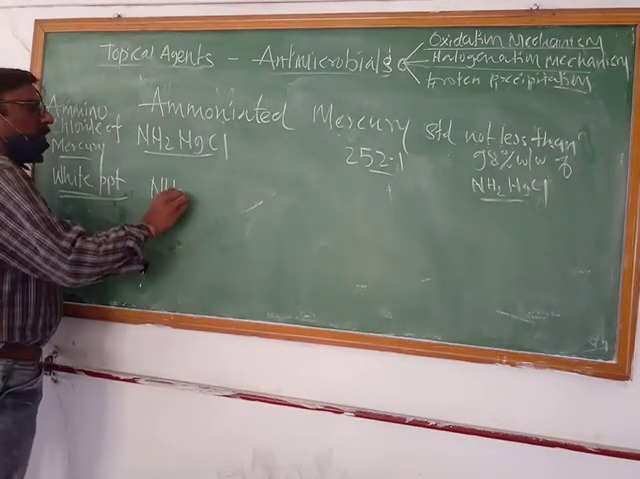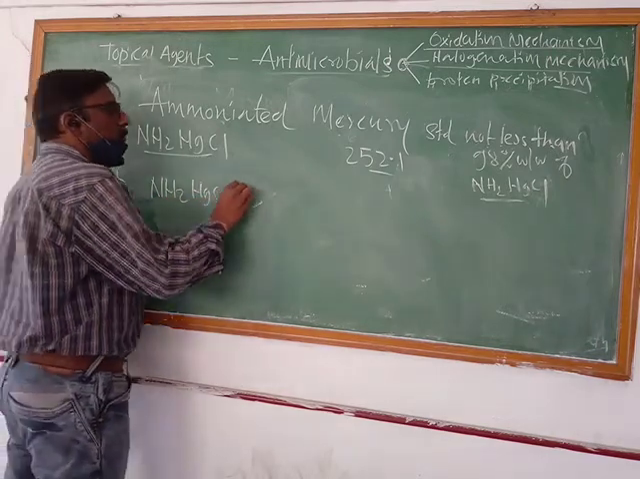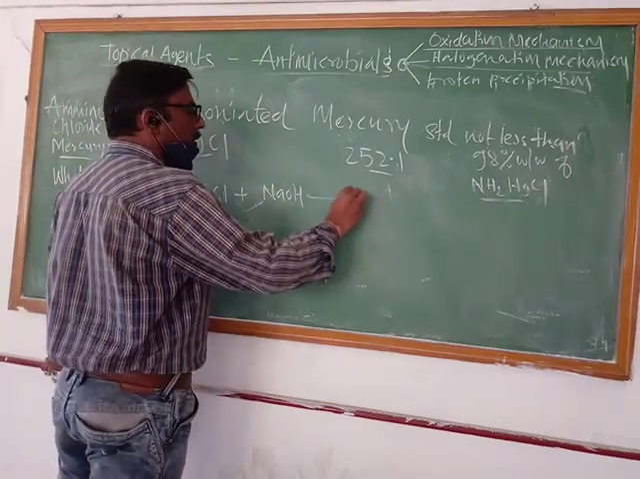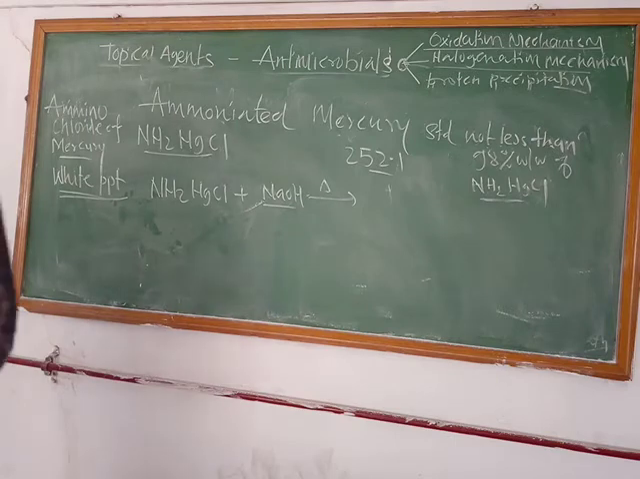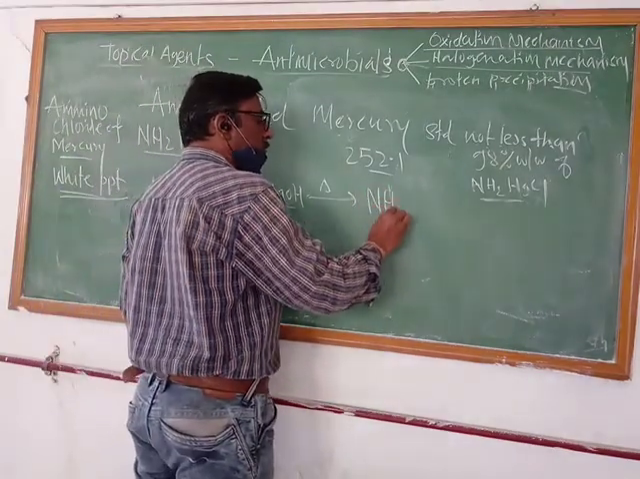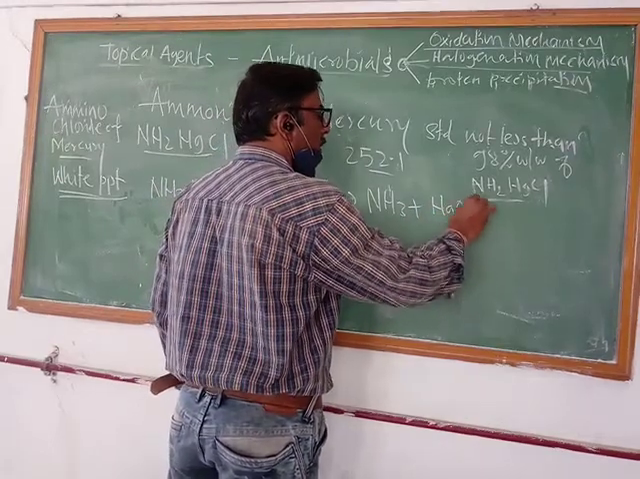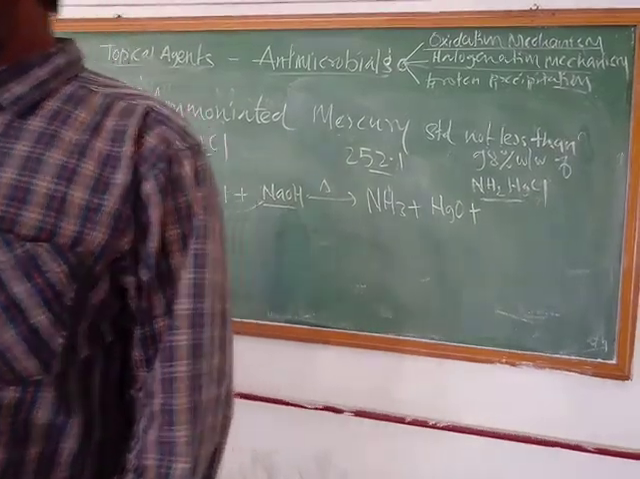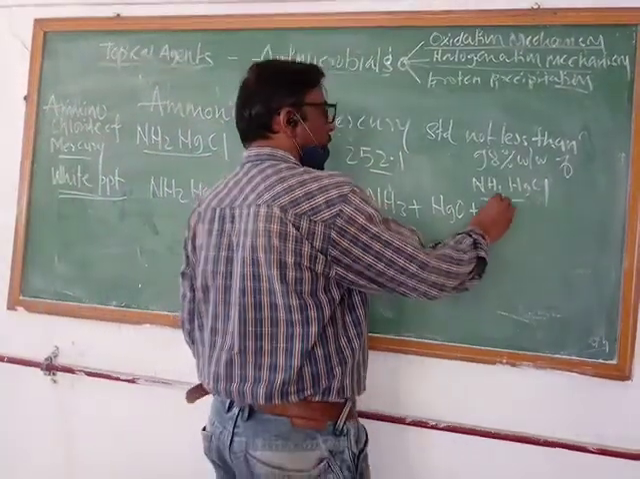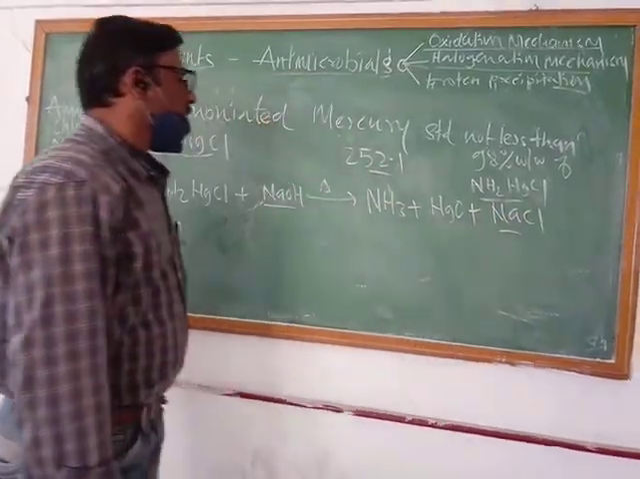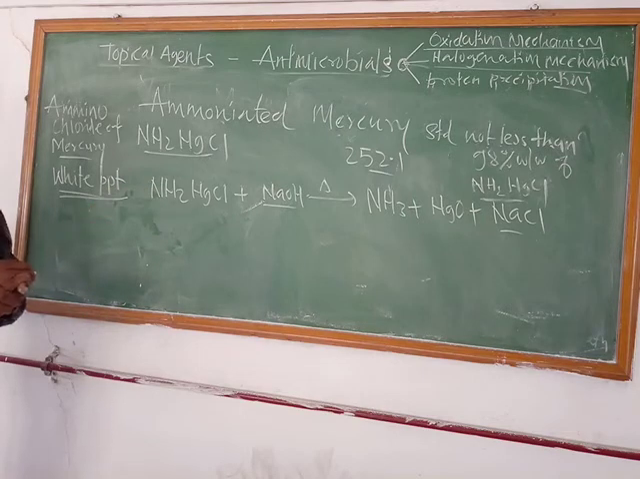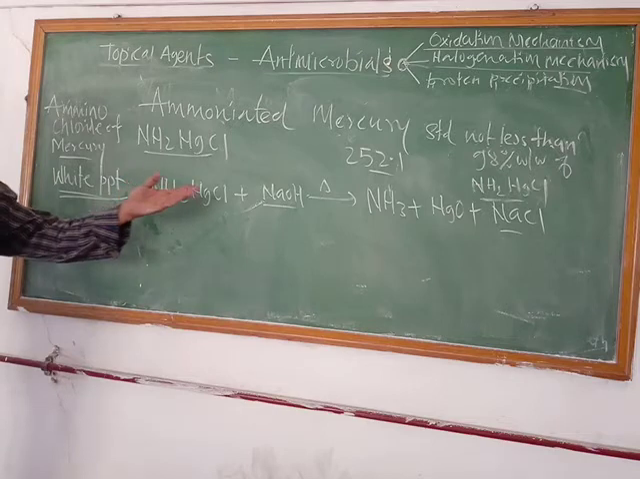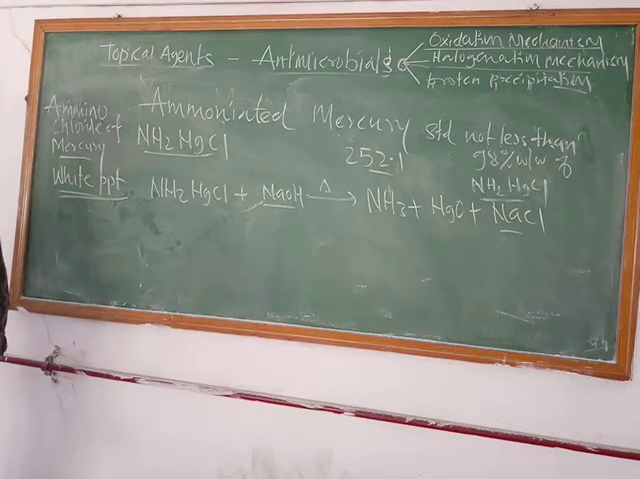The reaction occurs as NH2AgCl plus NaOH, and that's boiled, heated, or boiling sodium hydroxide if reacted, then it produces NH3, means ammonia, HgO means mercury oxide, with formation of sodium chloride. So that's completely decomposed, ammoniated mercury, if reacted with boiled sodium hydroxide or alkali. Instead of sodium hydroxide you can take potassium hydroxide.